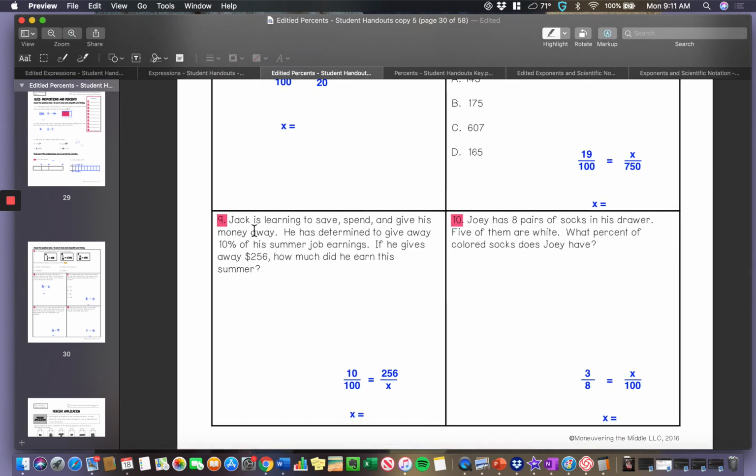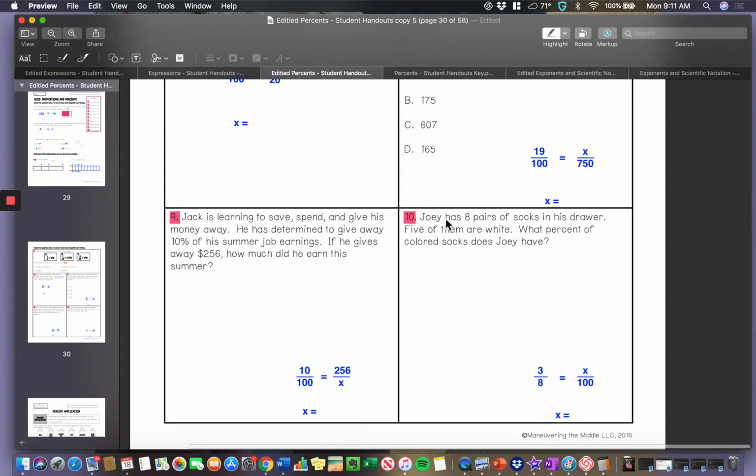Number 9 says Jack is learning to save, spend, and give his money away. He has determined to give away 10% of his summer job earnings. If he gives away $256, how much did he earn this summer? Again, you will be cross multiplying and dividing.